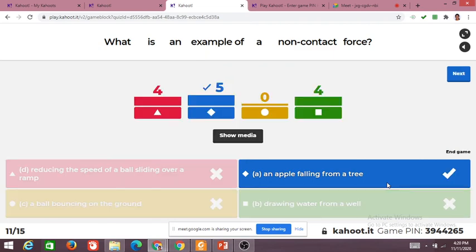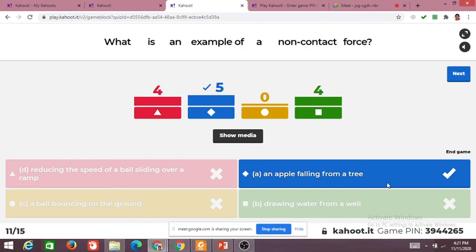Five have answered, an apple falling from a tree. In non-contact forces, there won't be any interaction between two objects. There won't be any contact. Reducing the speed of a ball sliding over a ramp: to reduce the speed of a ball, you need to have a contact with the ball. So it is an example of a contact force. And an apple falling from a tree. So why is the apple falling from a tree?